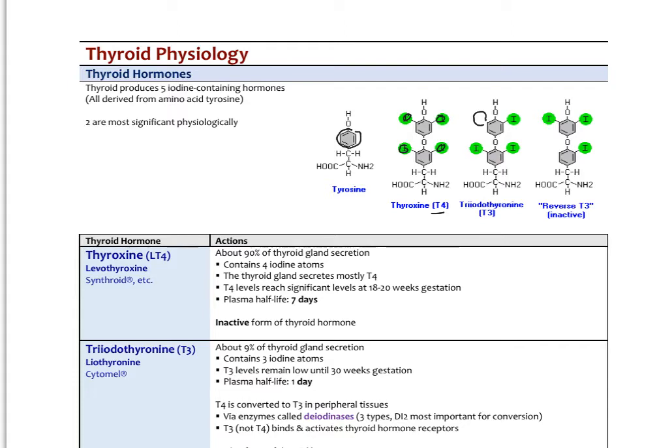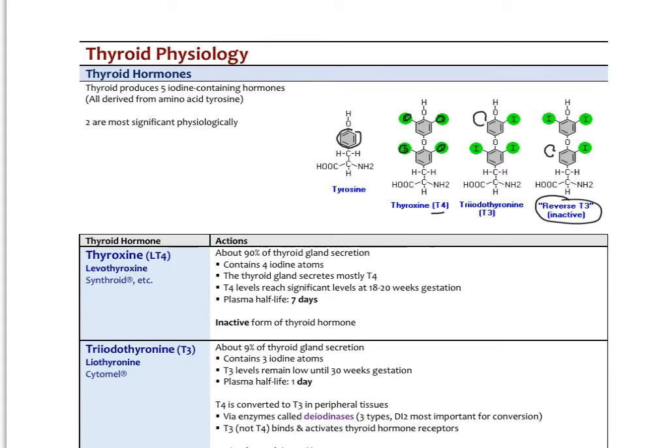When thyroid is going to be inactivated, the deiodinases can convert the T4, T3 into reverse T3. And this is basically the same molecule, but now the iodine is removed from the inner ring and not the outer ring. This particular molecule, reverse T3, cannot bind to the thyroid receptor, and so we consider it to be metabolically inactive. It's kind of the disposal form of thyroid.